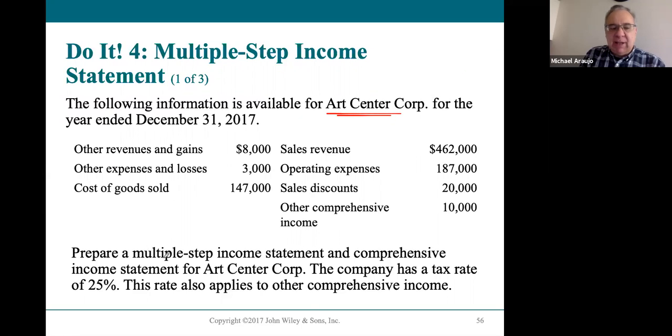They have some basic multi-step income statements that they want you to prepare. I do not emphasize this. I might give you a portion of one or two here, but it's really no big deal.